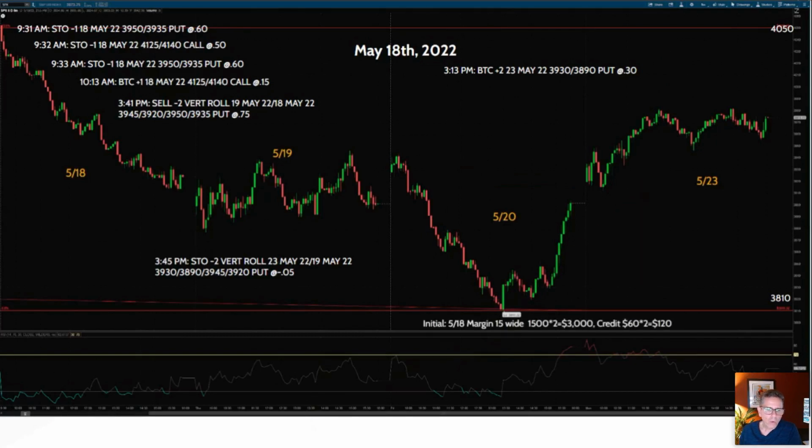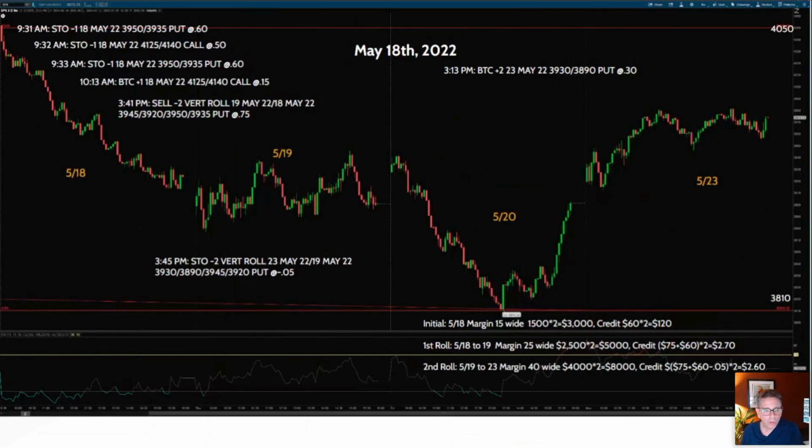So what happened? Initially I had a 15 wide spread, two positions, and that is $3,000 of margin, and I collected basically $1.20. Then on the first roll, I had to widen the spread to 25 wide, so I went from 2,500 times 2 to 5,000 in margin, and then I collected $2.70.